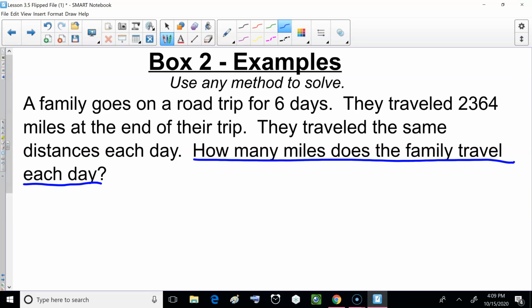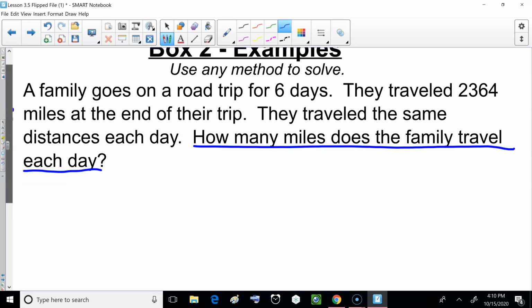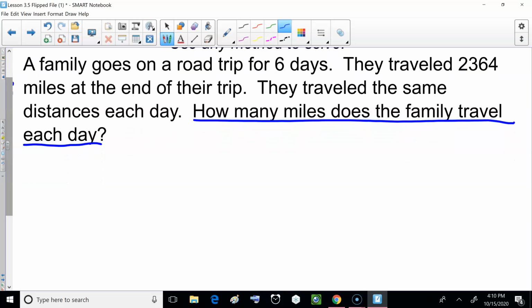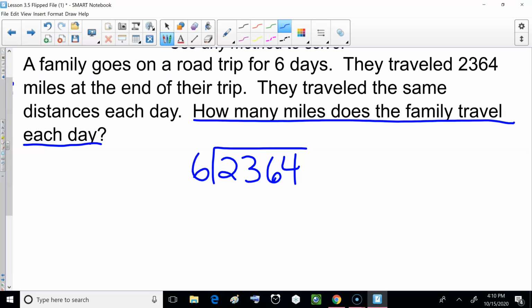So I'm going to need some space, I guarantee it. Let's slide that down right there. 2,364 divided by 6. They went on a trip for 6 days. So 6 goes into 2? Nope, 6 is going into 23. So I'm going to start right here at my place value. 6 is going into 23.